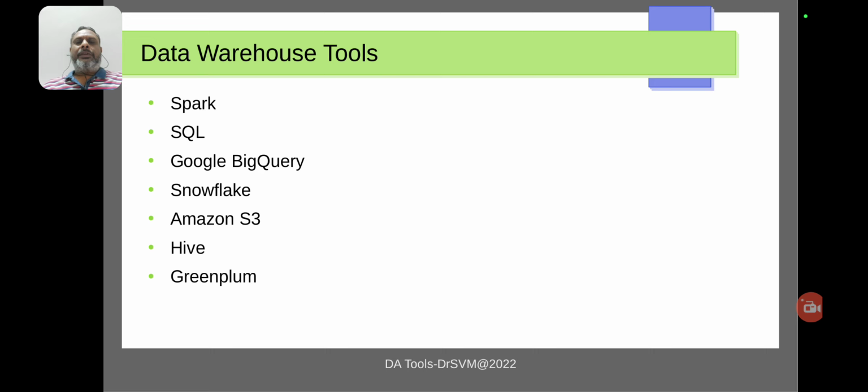So the various data warehouse tools we look at in this session are Spark, SQL, Google BigQuery, Snowflake, Amazon S3, Hive, and Greenplum. These are specialized in getting the data from various sources and then dumping it onto the warehouse, and then as and when required, the data is made available to the users. So both ends are taken care of by these data warehouse tools.